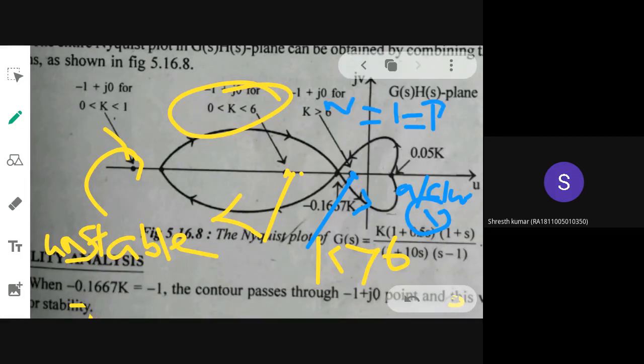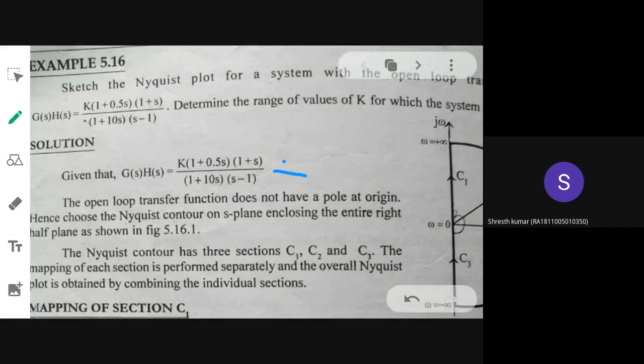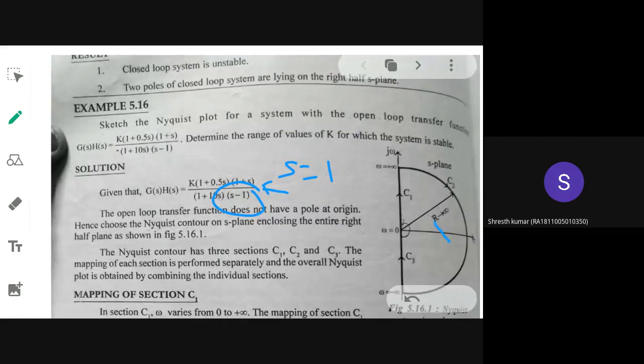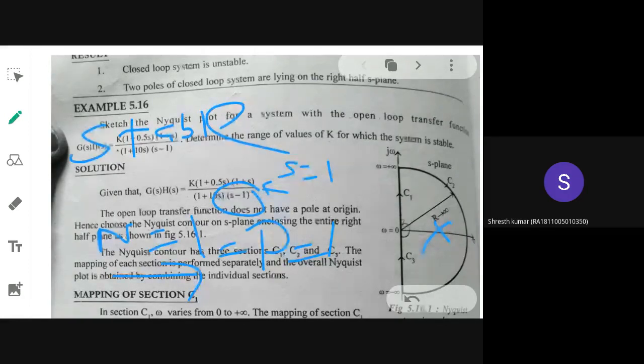If you check the original equation, this is the original equation, you have s minus 1 as a factor. So one pole is located here in the right half. So you have one anti-clockwise encirclement, which is equivalent to p, which is equal to 1. This condition says that the system is stable, because p is equal to n, so the closed loop system is stable. But if you look at the open loop system, since you have a pole in the right half, the open loop system will be unstable. But still the closed loop system is stable.